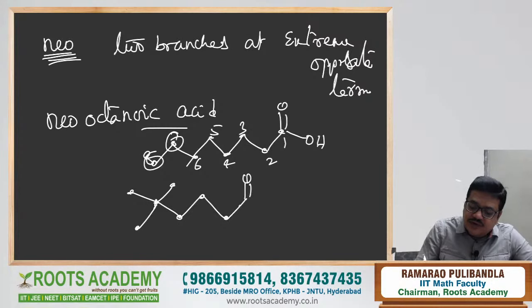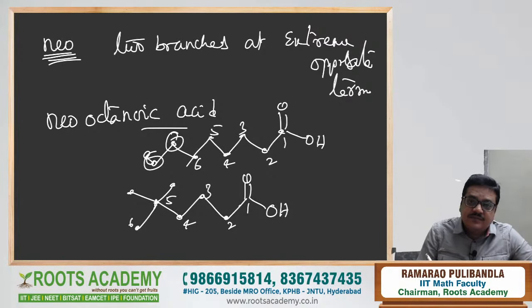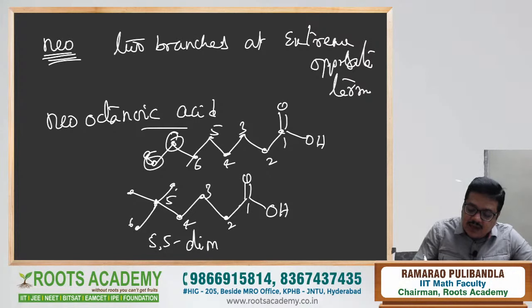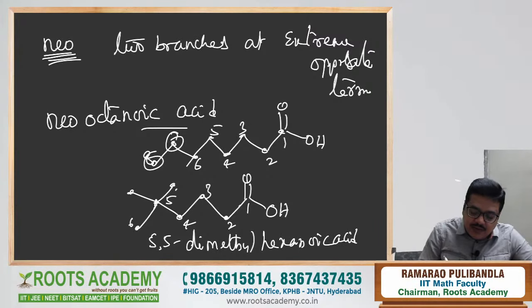Double bond O, single bond OH. 1, 2, 3, 4, 5, 6. So, 5 comma 5 dimethyl hexanoic acid. Common name: neo-octanoic acid.